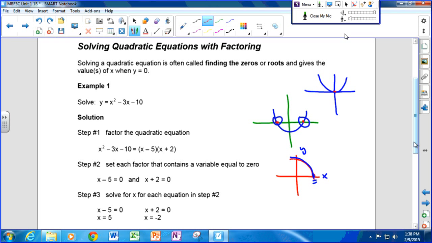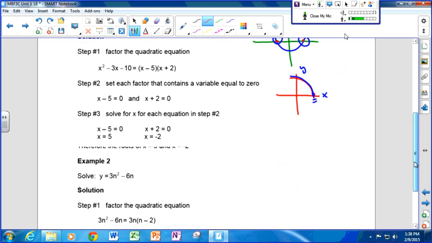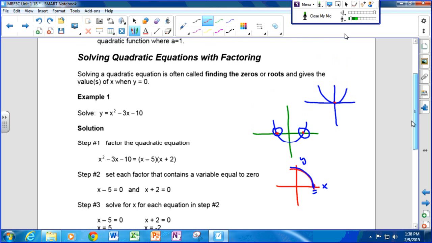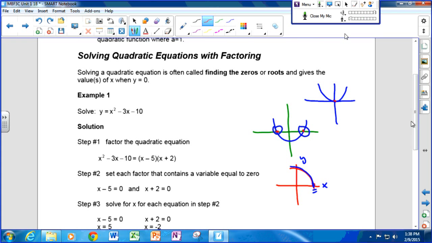So when we're solving a quadratic equation, and this is on page 20 of your Unit 1, so this is lesson 3, this is called finding the zeros or roots. I'm usually going to call it the roots. If you think about it, the x-axis is the line where y is equal to 0, right?